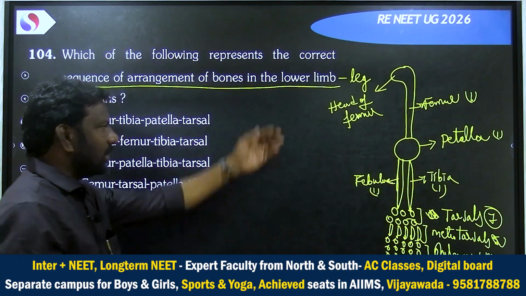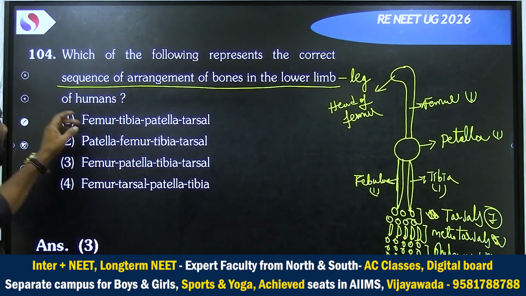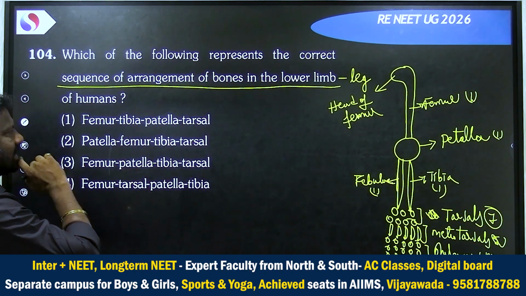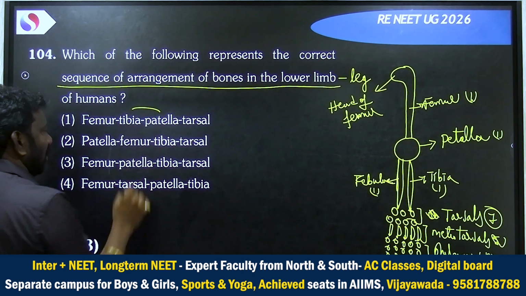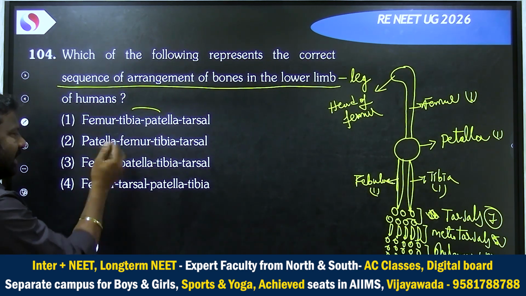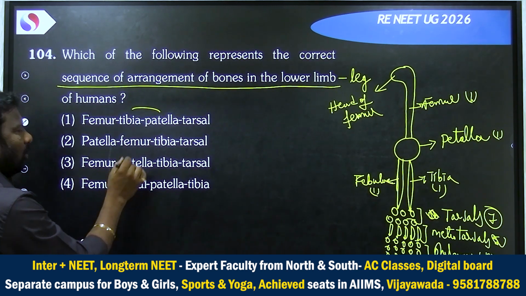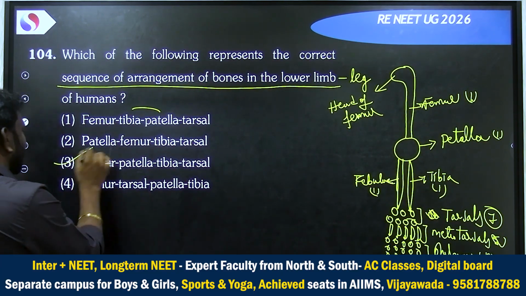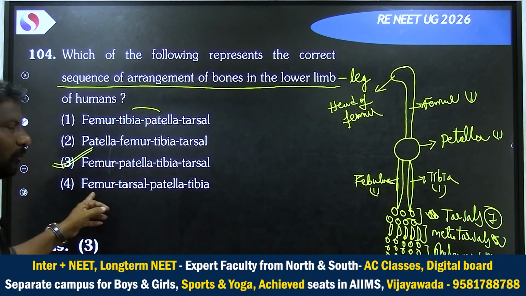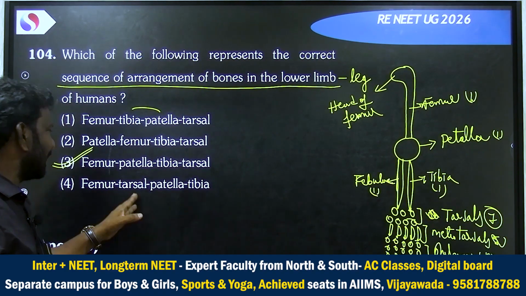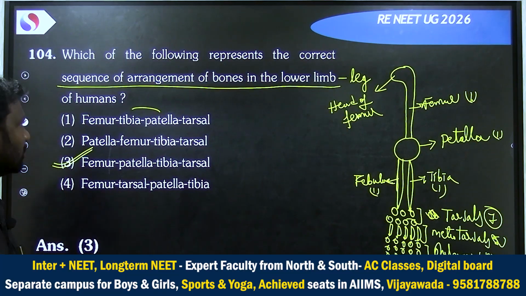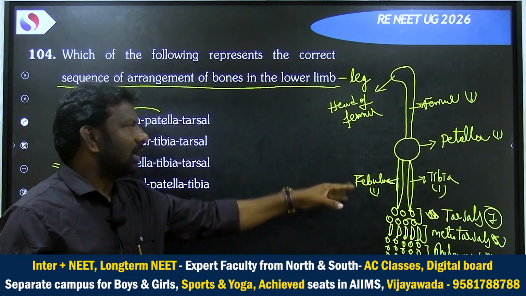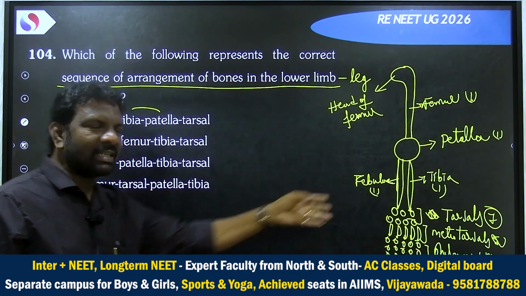So they are asking the sequence of the bones. Here they gave the first option: femur, tibia, patella, tarsals. Femur okay, but tibia is not okay, it is wrong. Patella again is a mistake. So femur bone, patella, tibia and tarsals, the third option is the right one. In the fourth option, femur, tarsals, patella, tibia, tarsals are the last one. That's why the fourth option is also wrong. So this is the lower limb, the leg bones sequence order.